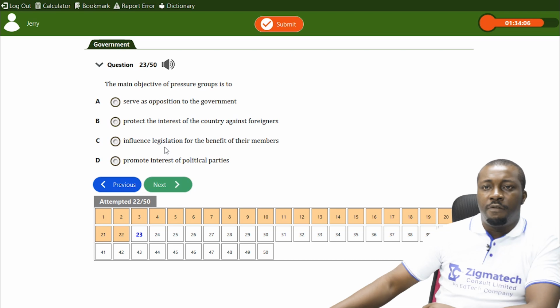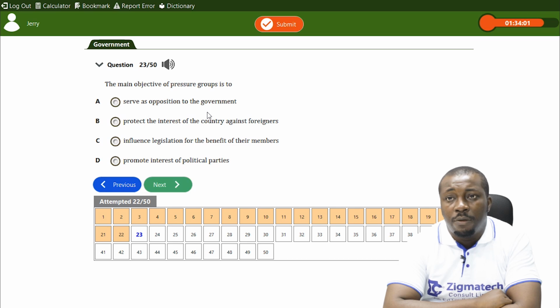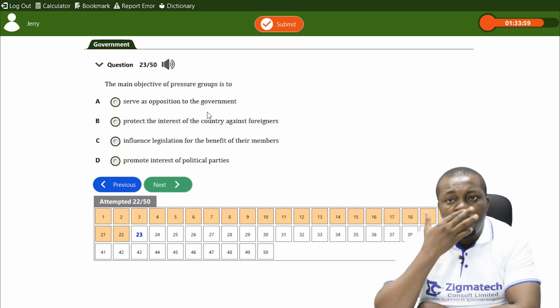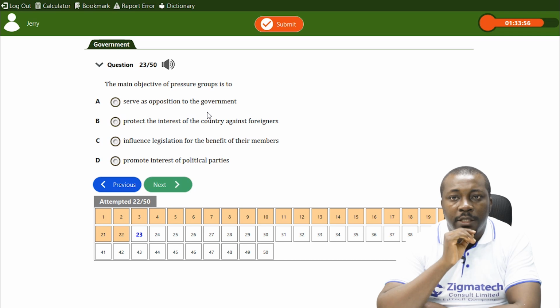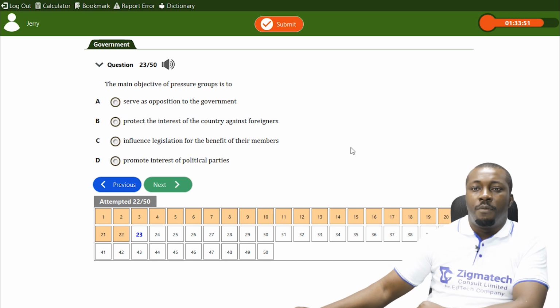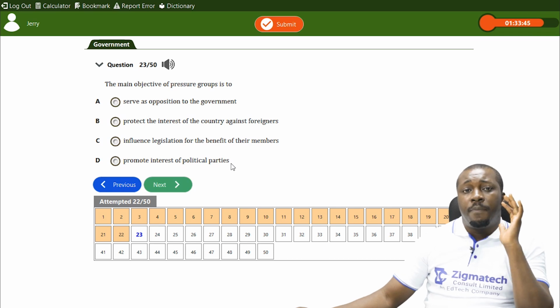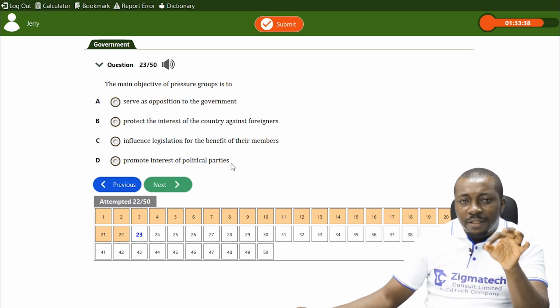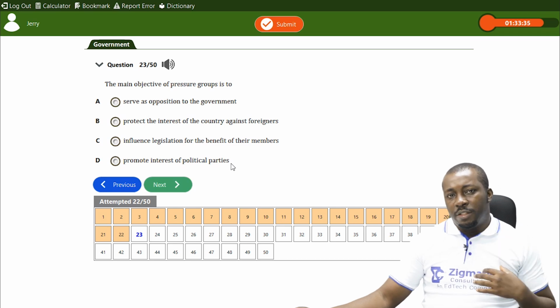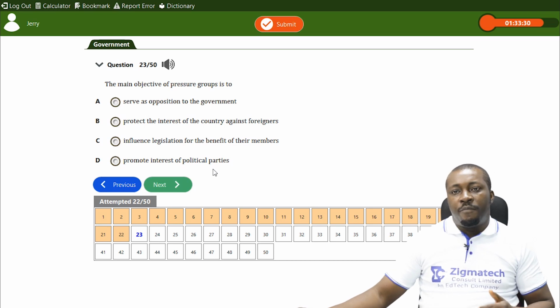Now, the main objective of a pressure group is to A, serve as opposition to the government. B, protect the interests of the country against foreigners. C, influence legislation for the benefit of their members. D, promote the interests of political parties. This question tests your knowledge of pressure groups. Now remember, a pressure group is an organized group of people which aims to influence government policies and decisions in the interest of their members. That is the main aim of a pressure group.